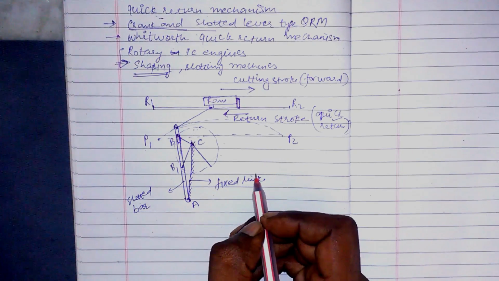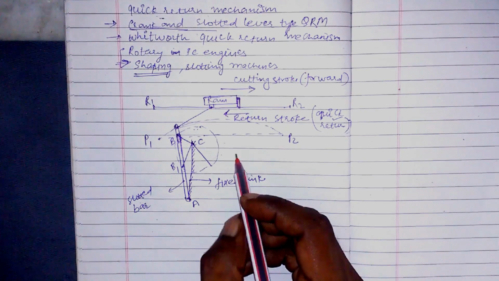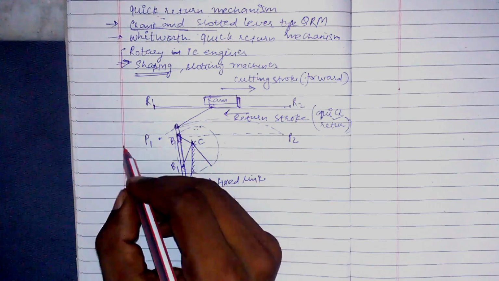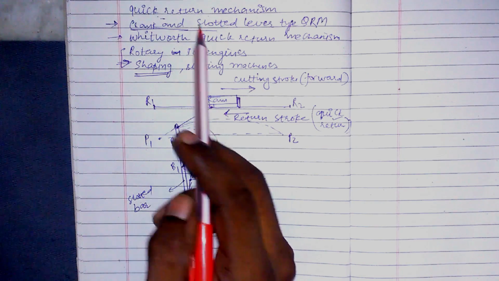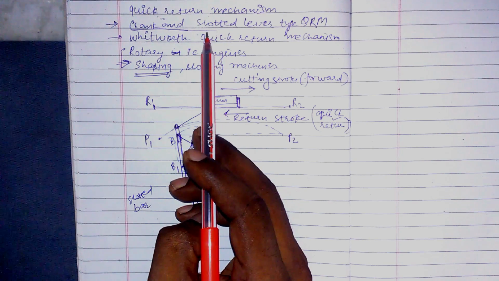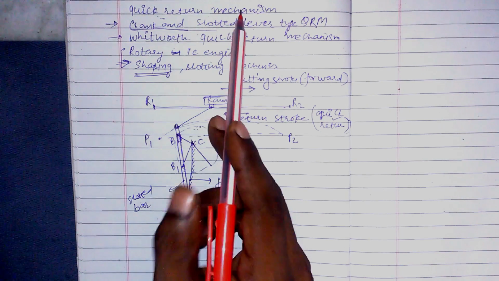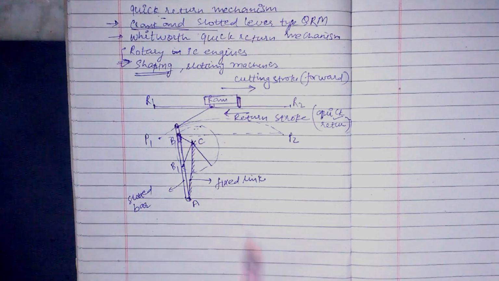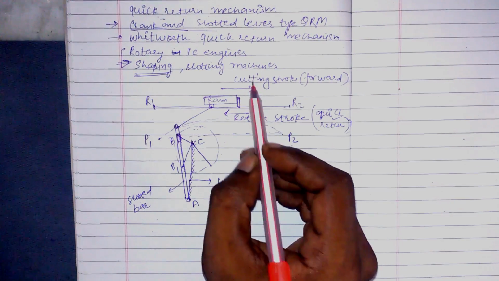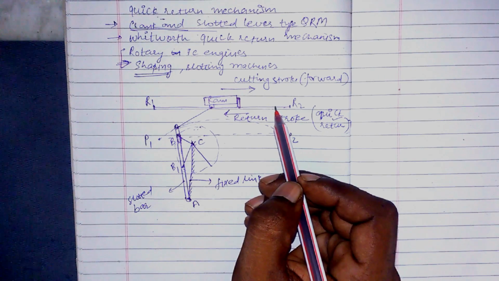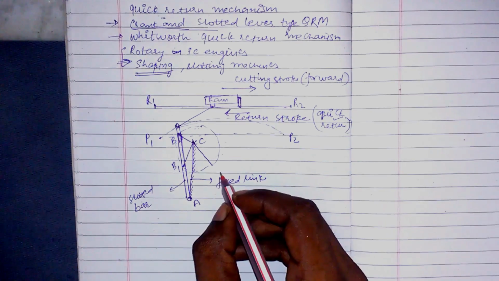Now next, this part is very important for the GATE as well, because it was asked in 2003. There was a question asked: what kind of inversion is the quick return mechanism? It is an inversion of single slider crank mechanism. There may be another question asked from this topic, so study it properly.